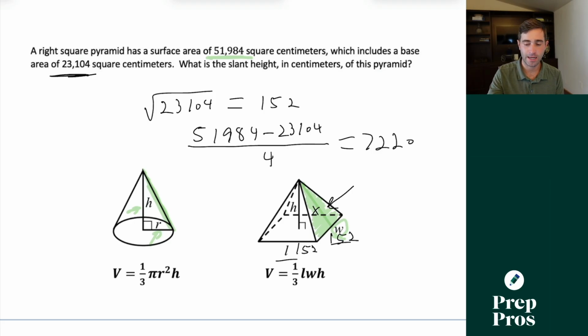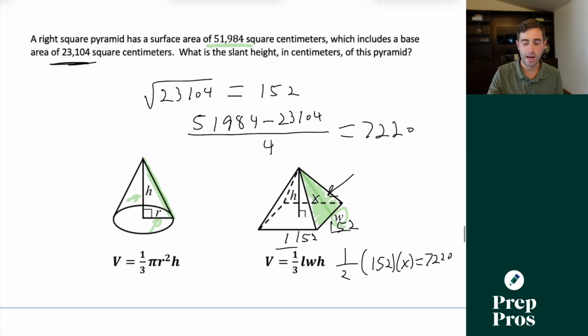And now we can just do that 1/2 base times height to solve for the slant. So we're going to classify the slant value as x. So we will simply do 1/2 of 152 times x is equal to that 7,220. And once we do that, we will get that x is equal to 95, and that will give us our right answer.